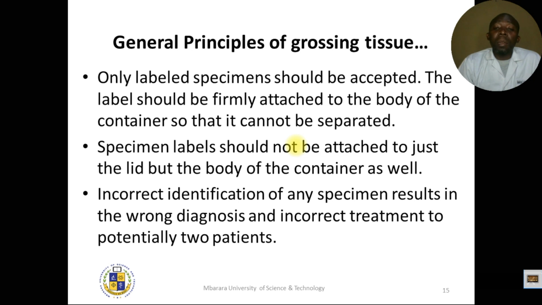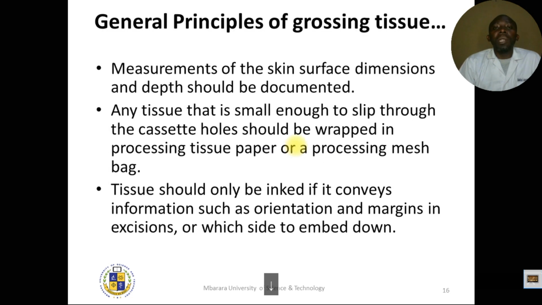So you can easily see the labels and identify your tissue with the request form, and then match them out and make sure you are actually working on the right sample. So incorrect identification of any specimen may result in wrong diagnosis and potentially incorrect treatment to patients, and this will not be good.